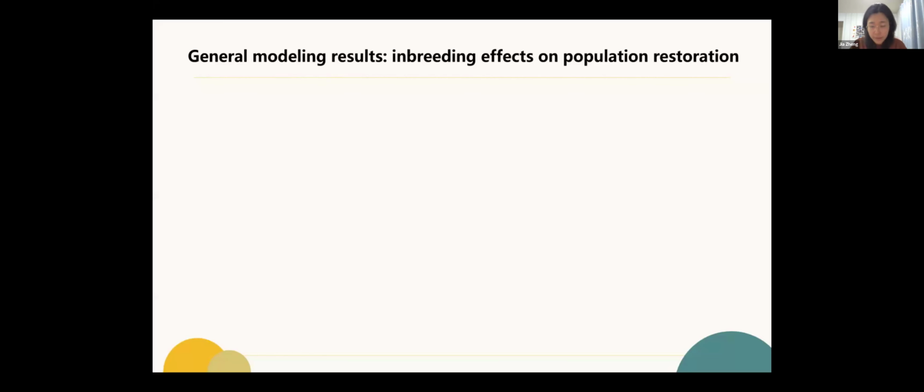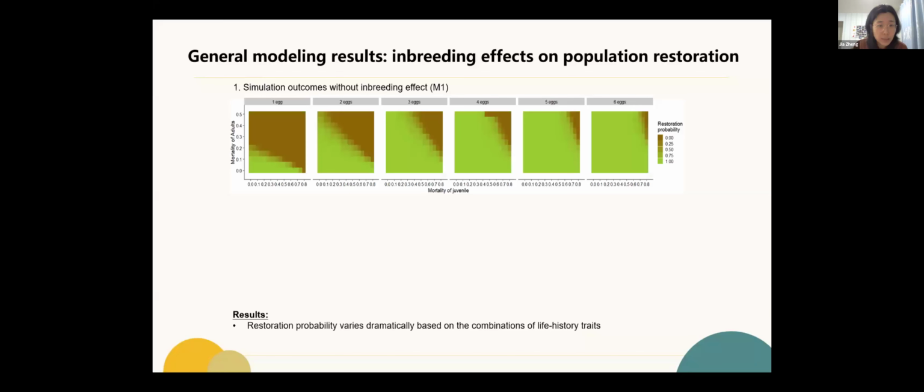And then I will briefly show you the results. This is the first model, showing results without the inbreeding effect. Here you can see that each panel represents a clutch size from 1 to 6, the x-axis is the mortality of juveniles, and the y-axis is the mortality rate of adults.